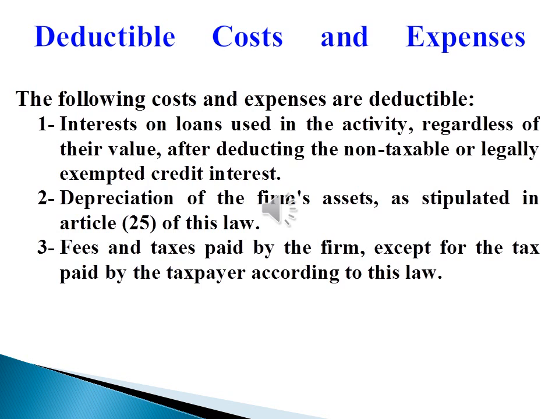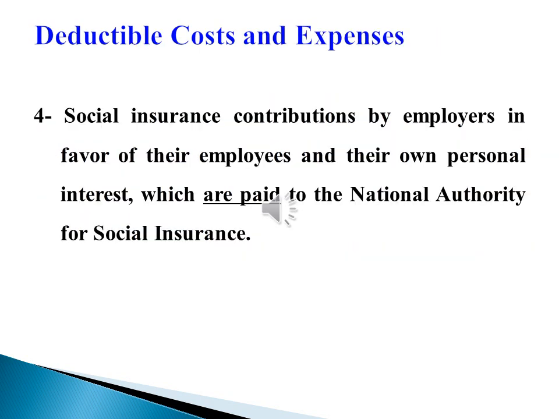Now back to deductible costs and expenses. The following costs and expenses are deductible. Number 1. Interest on loans used in the activity regardless of their value after deducting the non-taxable or legally exempted credit interest. Number 2. Depreciation of the firm's assets as stipulated in Article number 25 of this law. Number 3. Fees and taxes paid by the taxpayer or by the firm except for the tax paid by the taxpayer according to this law.